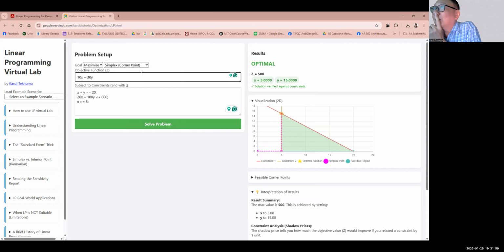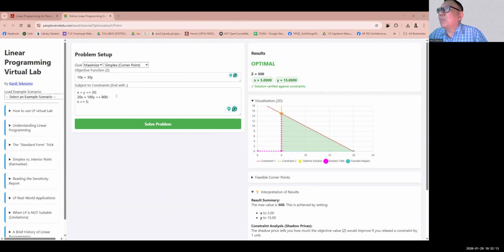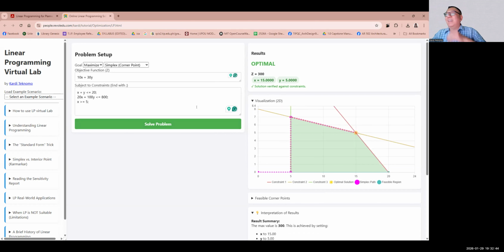Wait, this is strange. I think you miss one constraint. So 20, 100. Oh, this one. This one is not plus. This one is less than or equal to 800, not plus. Can you correct that? Yes. Yeah, there. Good. Next. Who's next?